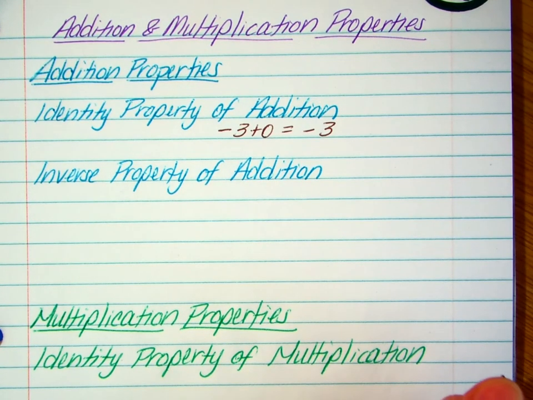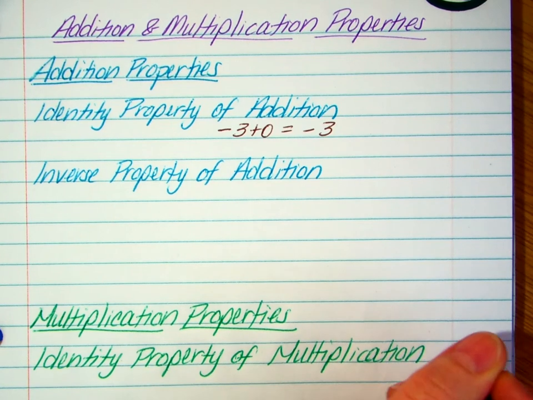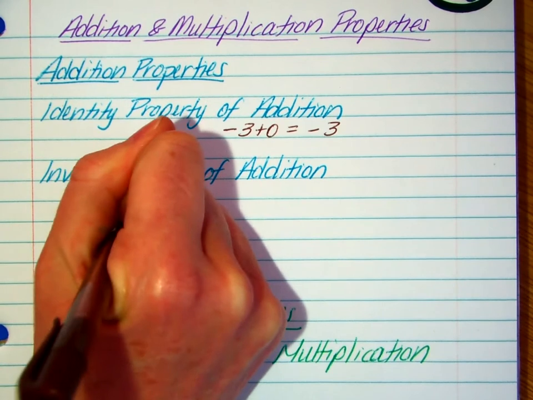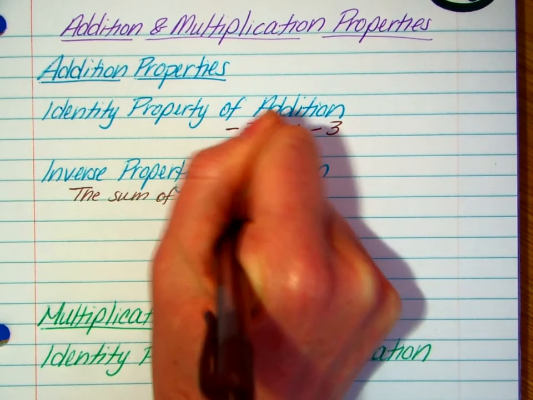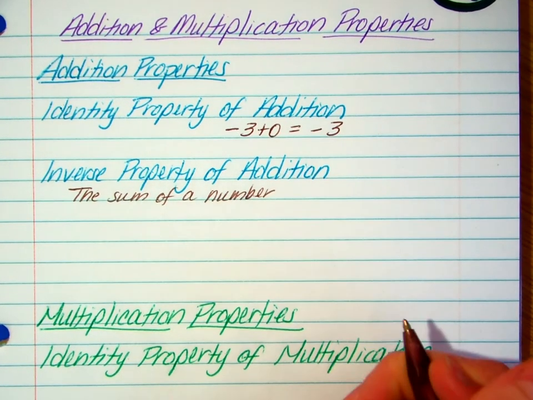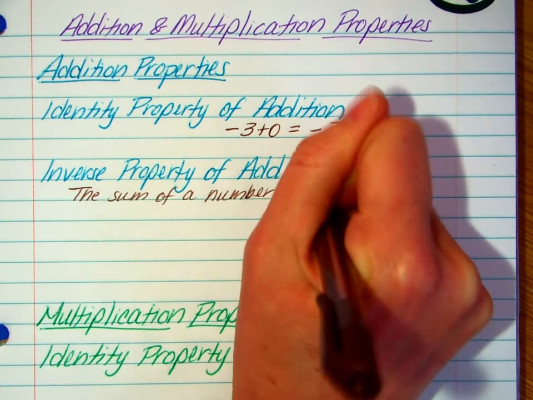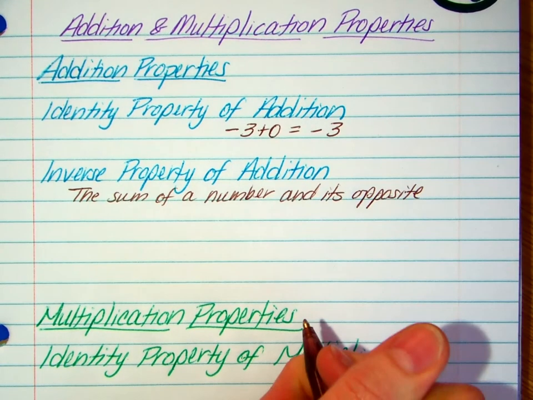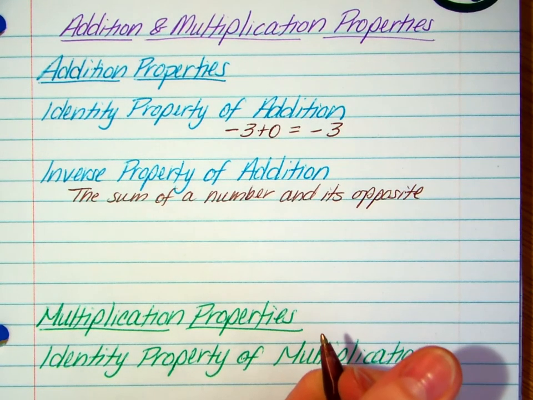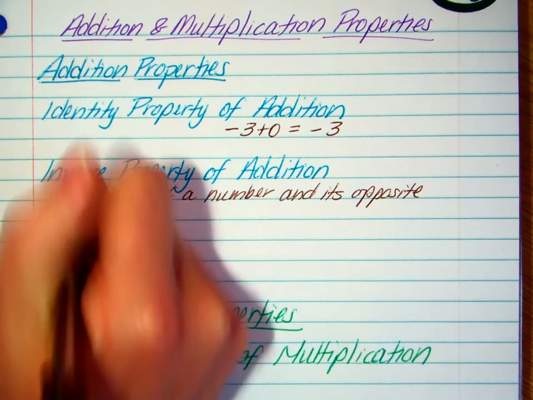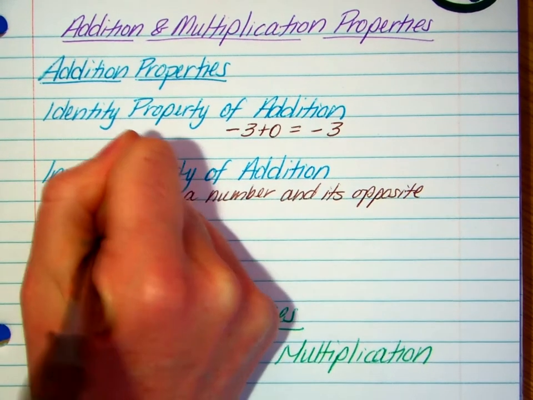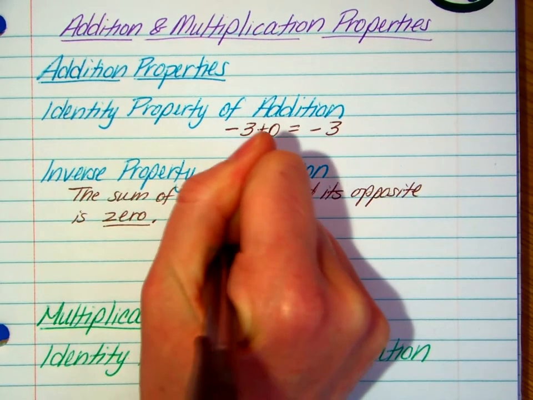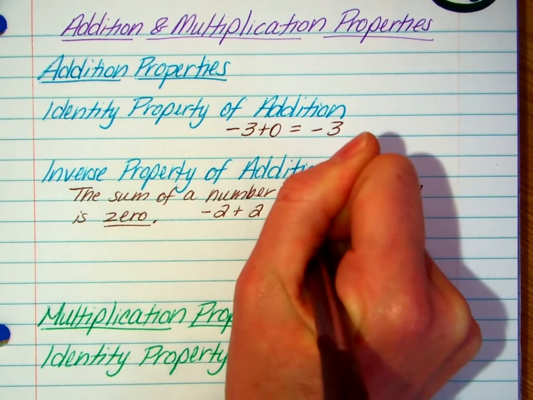The one we haven't discussed is the inverse property of addition. So let's write a definition for that. The sum of a number and its opposite equals what? Do you remember this? We studied this. The sum of a number and its opposite is 0. Fantabulous. For example, -2 plus +2, 0.